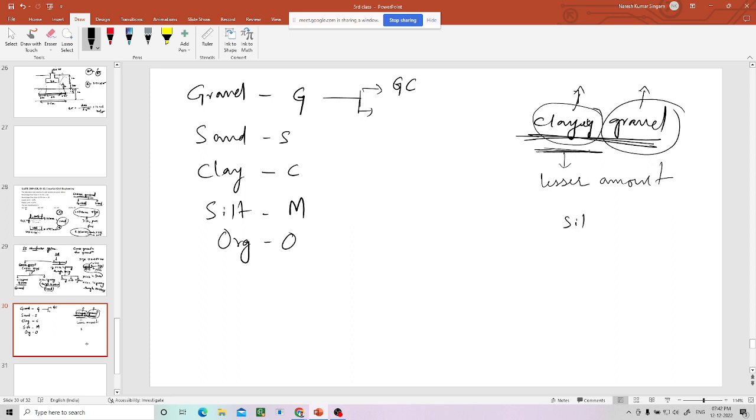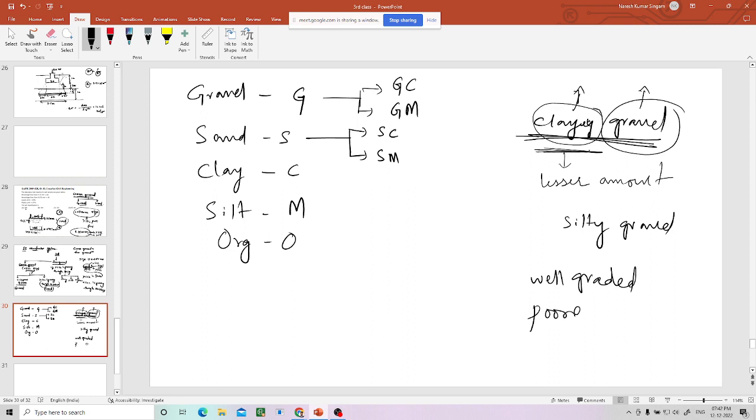If it is silty gravel, it is taken as GM. Okay. Now, in the same way, clayey sand is SC, silty sand is SM. So you can divide in this way. Another thing is well graded, poorly graded. Well graded soil, poorly graded.